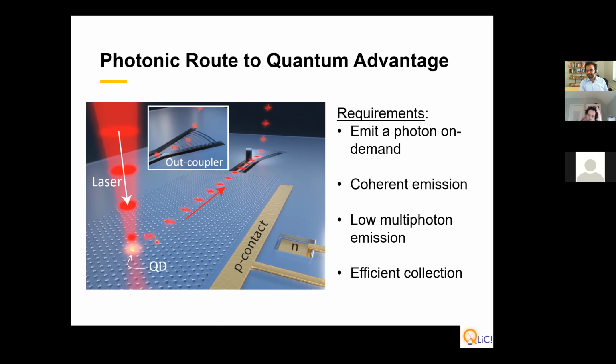And we do not want more than one photon, because that makes analyzing boson sampling so much more complicated. So that's low multiphoton probability. Every time it emits, it has to emit only one photon, not two photons, not three photons. So these are the requirements that we set out to meet.